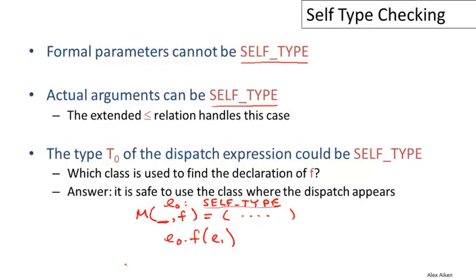What type do we use here? Well, if this whole thing is occurring in class C, if we're type checking in class C, then this is a self-type sub C, and as always, it's safe to replace self-type sub C by C, so we'll just use the class C, the current class that we are type checking in, to look up the method name f.